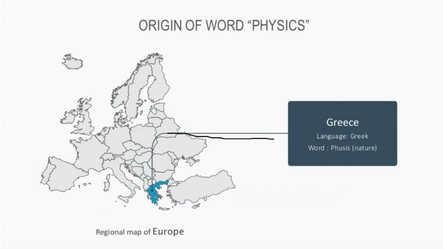Now, the origin of the word physics is a Greek word that is said to be the nature. So it means physics comes from a Greek word which means nature, and its origin is Greece, which is in Europe.